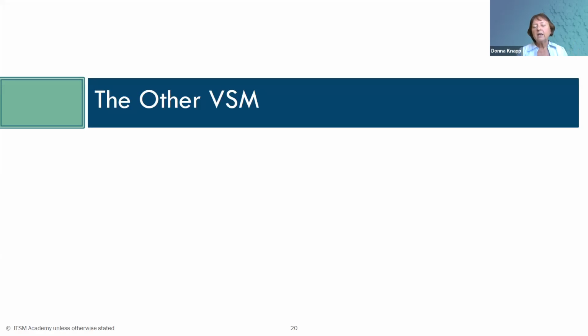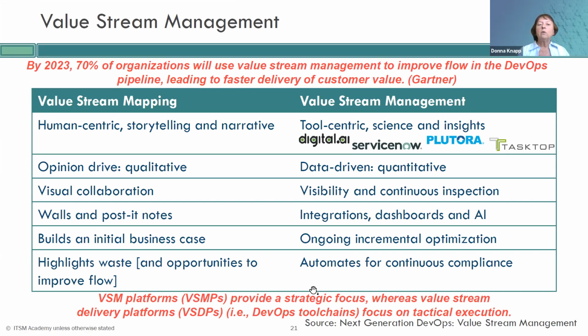I want to very quickly give a nod to the fact that we're hearing another VSM emerging, and that is value stream management. If you look at what Gartner and Forrester are talking about, back in about 2017, they both started talking about value stream management. They're really talking about this from a platform perspective. I'm not going to read through this whole table. I want to give a nod to another DevOps Institute ambassador, Helen Beal, who created this great table that shows the difference between value stream mapping and value stream management.